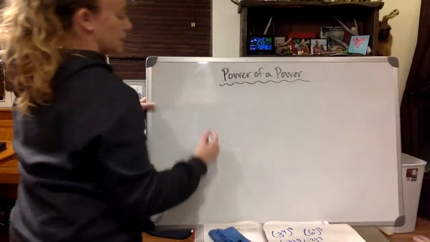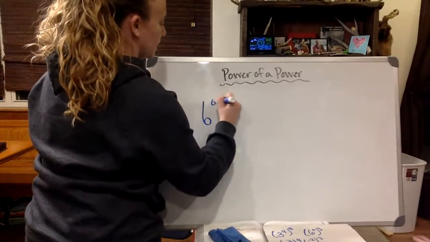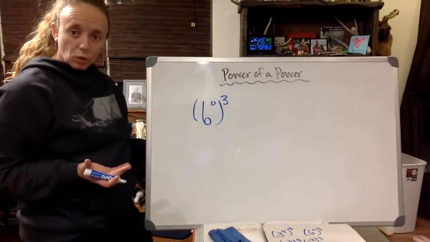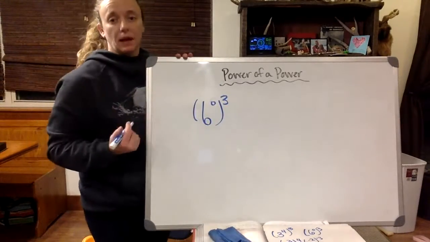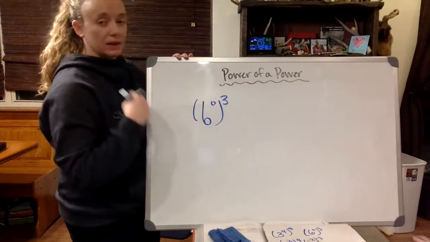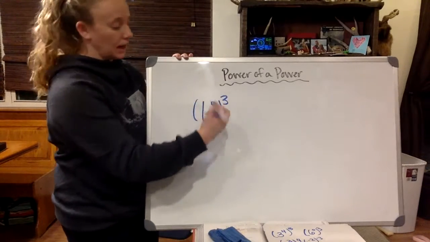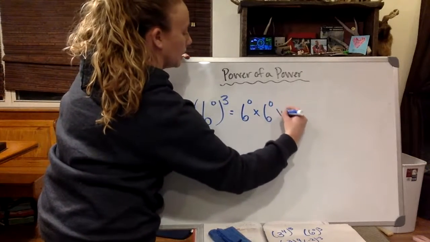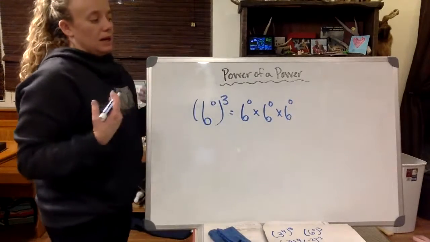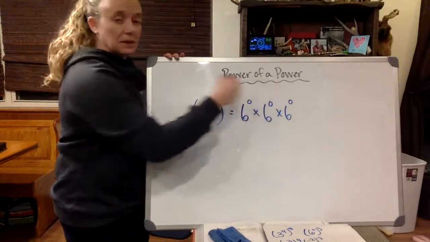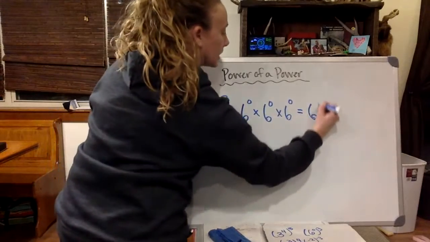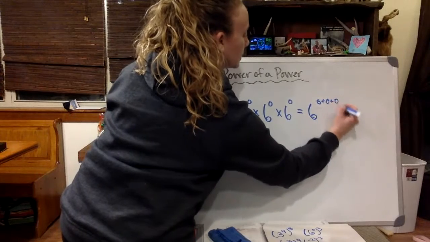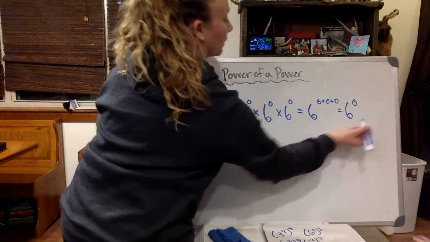2 more. This time, 6 to the 0, that's not a 6 to the 0, 6 to the 0 raised to the third power. Cool? So let's expand this out. Everything inside of these parentheses would be the thing that I'm multiplying by itself 3 times. So I would be writing this as 6 to the 0 times 6 to the 0 times 6 to the 0. Now technically, 0 plus 0 plus 0 is 0. So 6 to the 0 would be my final answer, or 6 to the 0 plus 0 plus 0, or 6 to the 0 is my final answer.